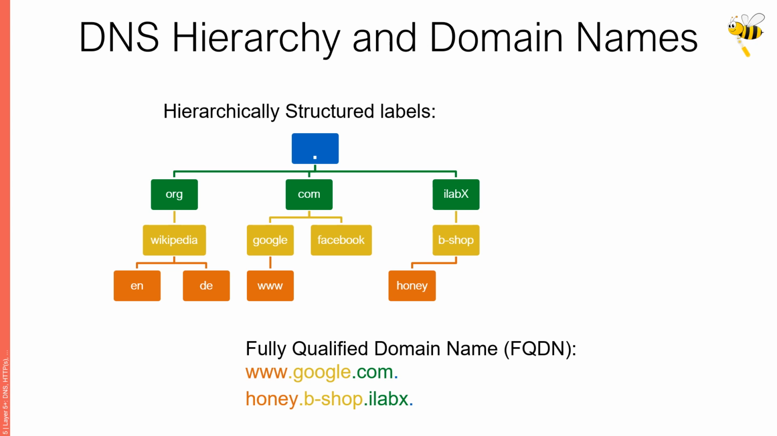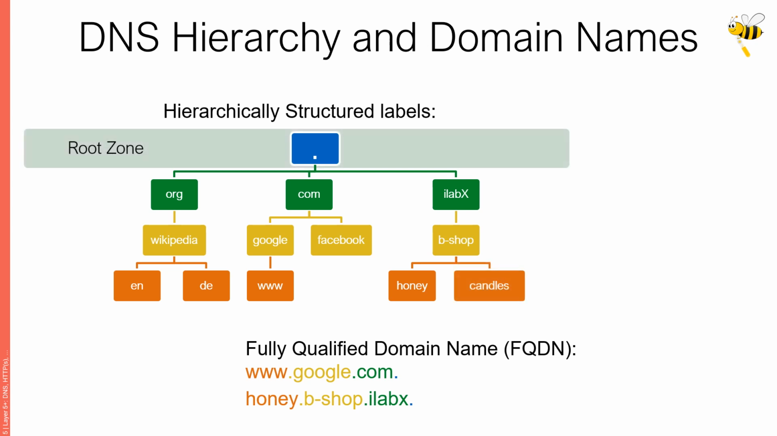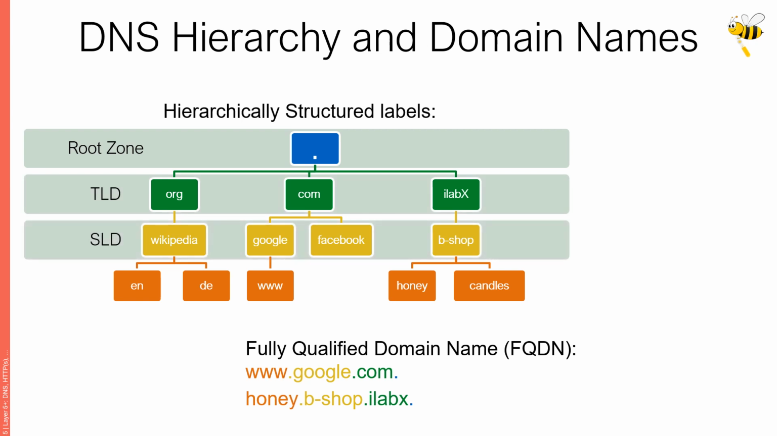Finally, looking at the different layers of these structures, the zone at the top with the dot label is also called root zone or root domain. The layer with the org, com, iLabX labels is called top level domain. And afterwards we have the second level domain and so on.